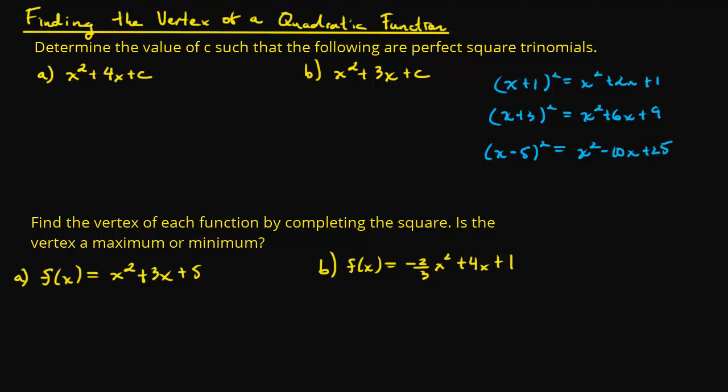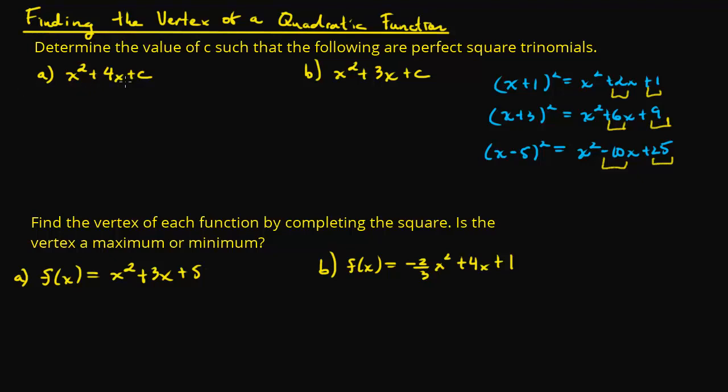Now notice something here. For all of these values, how do the value of c and the value of the coefficient on the linear term relate? Well, notice that in all three cases, if I take half of the coefficient on the linear term and then square it, I get c. So to find c, all that I need to do is take half of whatever this coefficient is and square it, and I'll get c. Like for instance, 9 is half of 6 squared. 25 is half of negative 10 squared. So let's go ahead and use that.